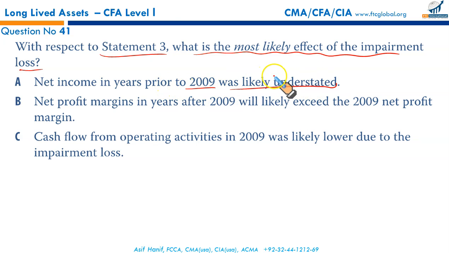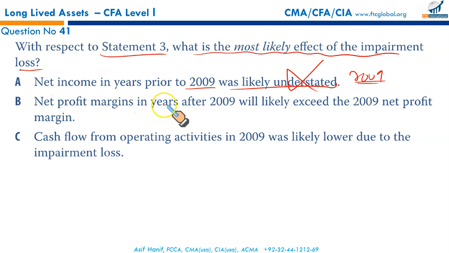How come the prior year income statement would be understated? Cost was only expensed in 2009. How does it affect the prior year earnings? This is a ridiculous response. Must be crossed out straight away. Understated or overstated in the prior year, totally irrelevant.